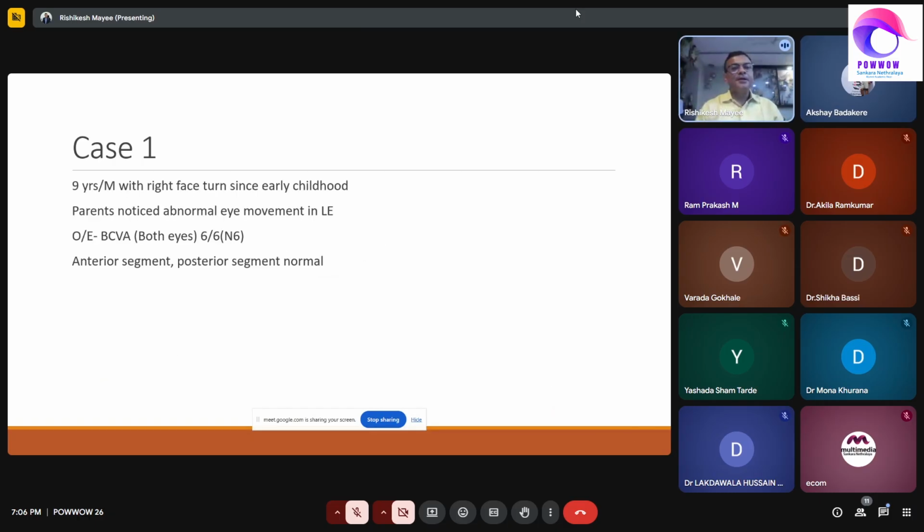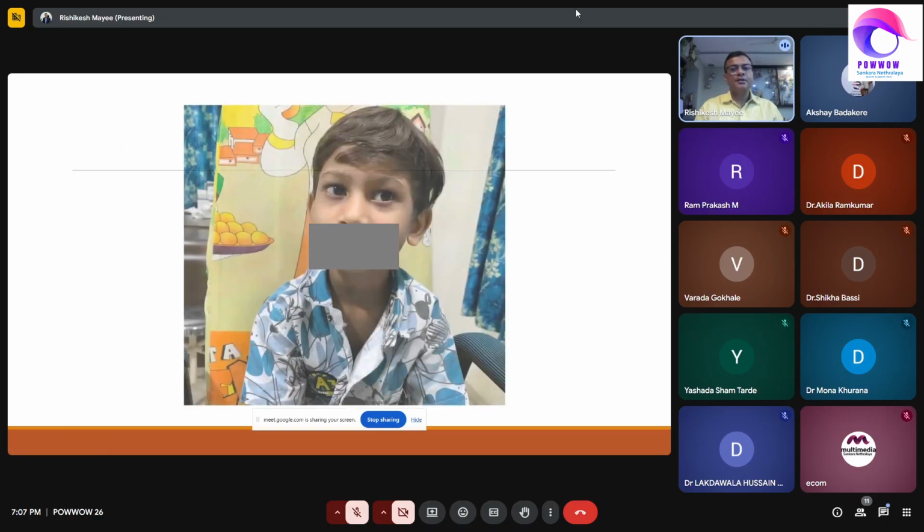A 9-year-old male presented to me with a right face turn since early childhood. Parents had also noticed an abnormal eye movement in the left eye. Usually when this type of history is given, we think in terms of Duane syndrome. Now, this 9-year-old child is quite cooperative for the orthoptic evaluation and ocular motility part, but sometimes the child is really young. So at least you can suspect Duane syndrome if such a history is given by the mother, especially. As regards this child, the visual acuity was normal. The rest of the ophthalmic examination was normal. There was no refractive error as such.